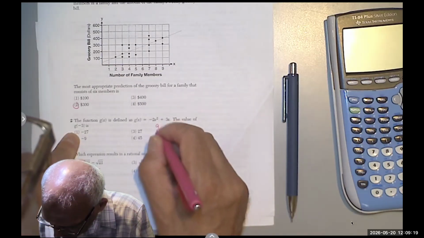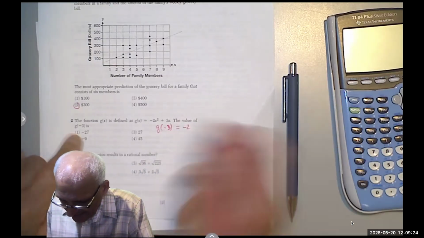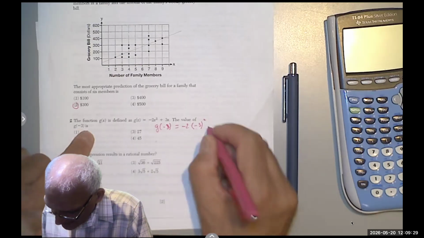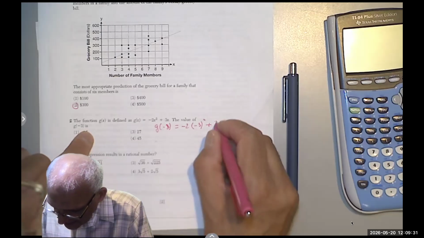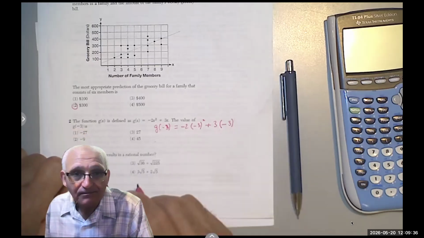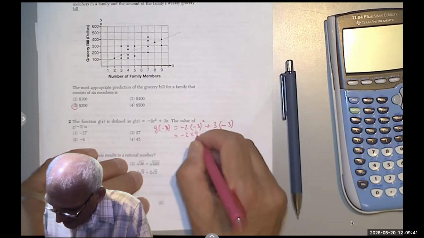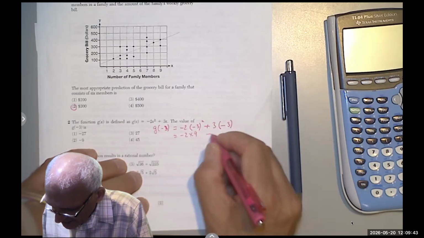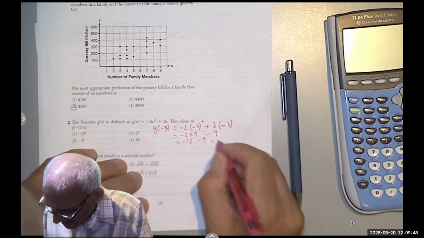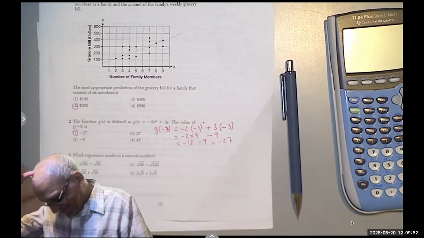We are going to say g of negative 3 equals negative 2, which is a constant, and then I have an x, so negative 3 squared, plus 3 times x. No, it's not x, it's negative 3 again. And now this would be negative 2 times negative 3 squared, which is positive 9, and 3 times negative 3 is negative 9. This is negative 18 minus 9, which is negative 27. So it's 1. I was going to pick this.